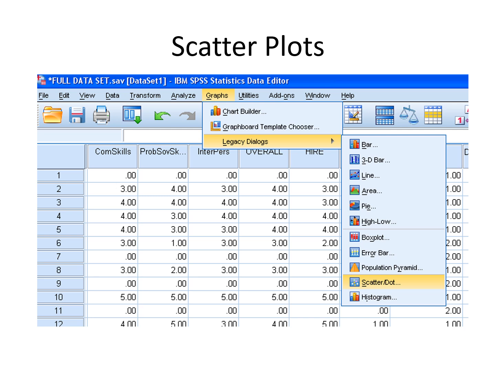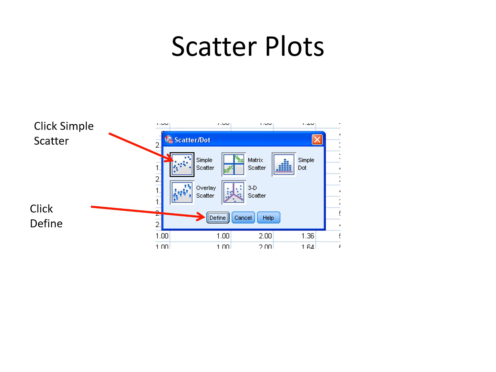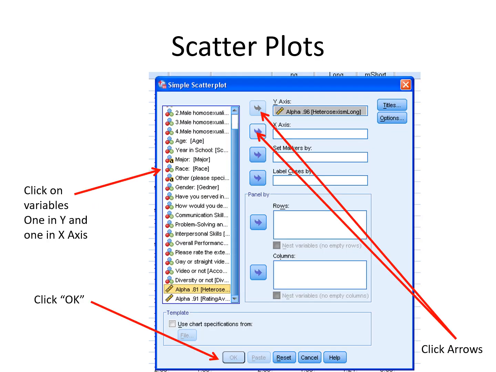So we're going to go to Graphs, Legacy Dialogs, Scatter/Dot. We're going to select that. And basically now we're going to click Simple Scatter, and we're going to click Define. Define is where we're actually going to be saying what the variables are. So again, we have a y-axis and an x-axis. We're going to grab our variables from the left side of the screen. We're going to click on one, click the arrow to the y-axis. We're going to click on a second variable, and click the arrow to the x-axis. And then we're going to click OK. So we're basically just telling it what two variables we want a scatter plot of.